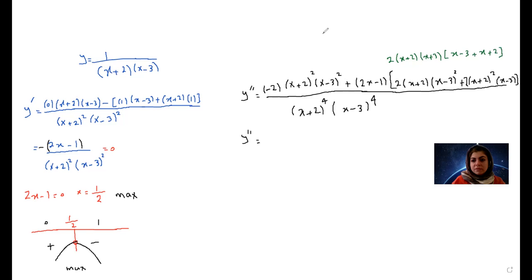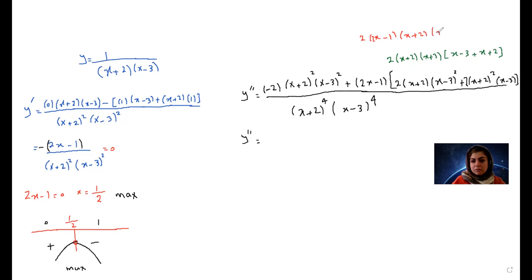I can simplify it further. So this is 2x minus 1. This is 2x minus 1 also. So it's going to be 2 I have here, x, 2x minus 1 here, because this is multiplied by that. These 2 are here. Now x plus 2.